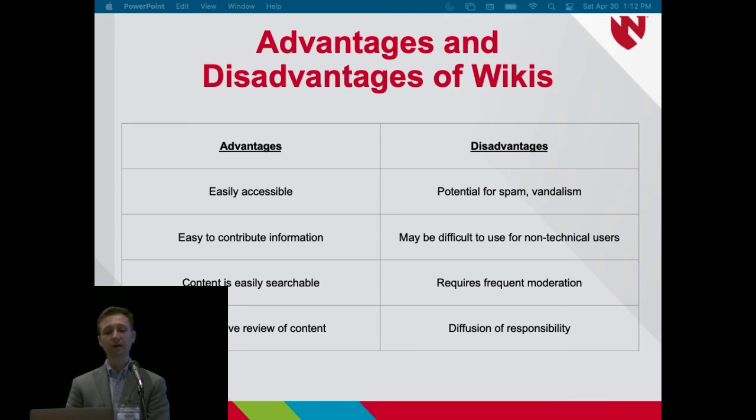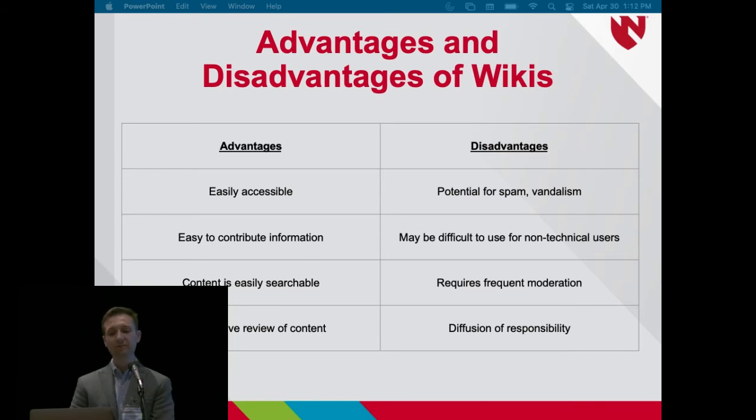And finally, wikis allow for collaborative reviews of content. Like I mentioned, with all these users constantly having eyes on these pages, things that get added can get edited very quickly, and hopefully over time, and as has been proven with Wikipedia, with enough people and with enough eyes, that this content gets more and more accurate.